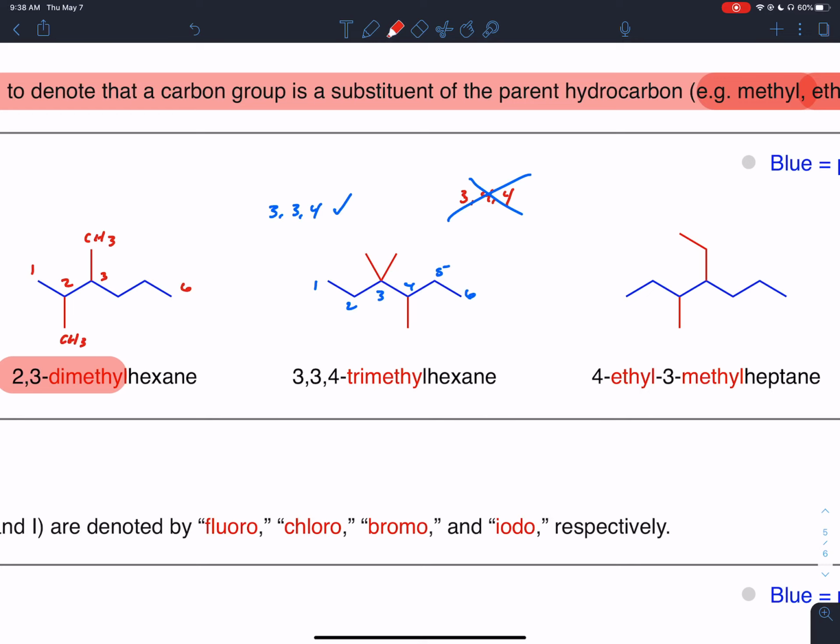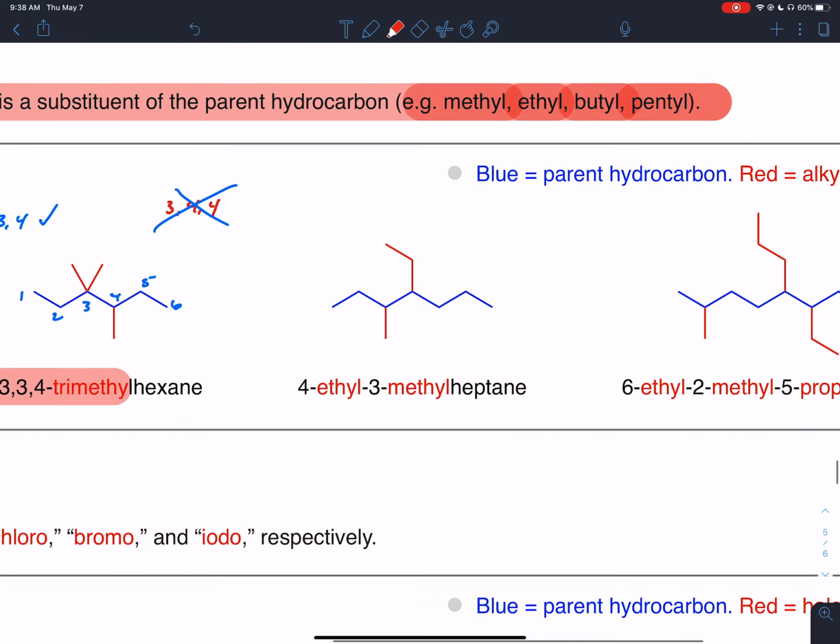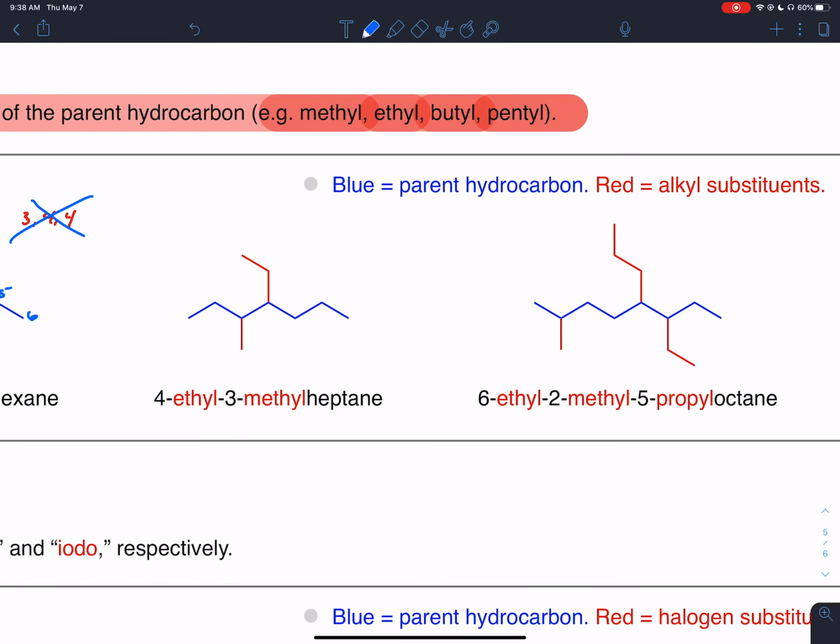There are now 3 methyls. We'll list all of those locants in a row. 3, 3, 4-trimethylhexane. Okay? And then here's just a couple more examples. You have here now a 7-membered chain.